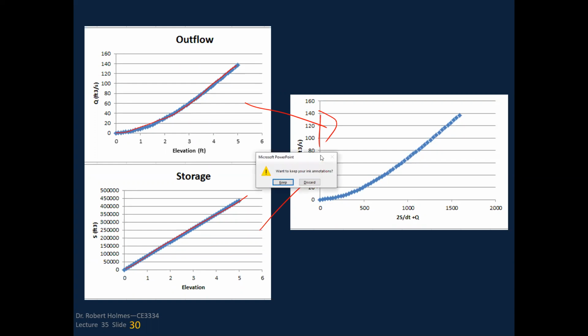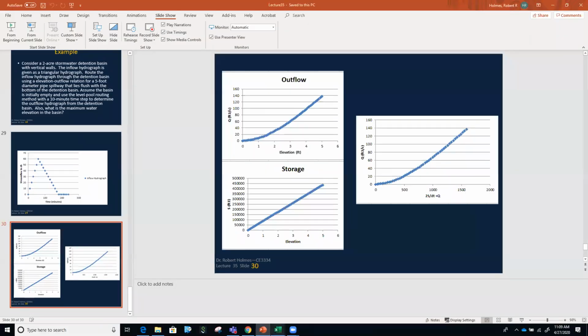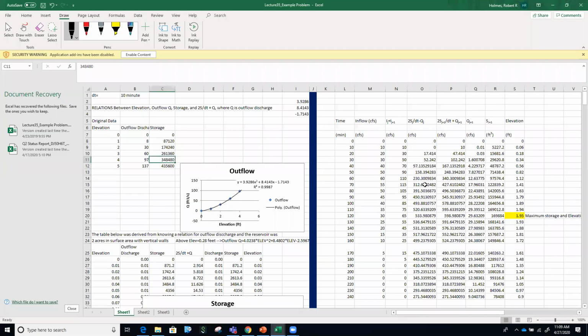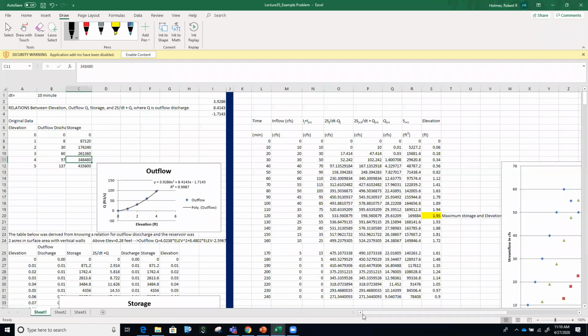So I'm going to switch over now to the spreadsheet and go from there. And here's our given. So we've got the delta T here equal to 10 minutes. And so this is my delta T. And here is given to us the outflow discharge versus elevation. This is what flows through that pipe for every foot of elevation up to a maximum value of 5 feet.